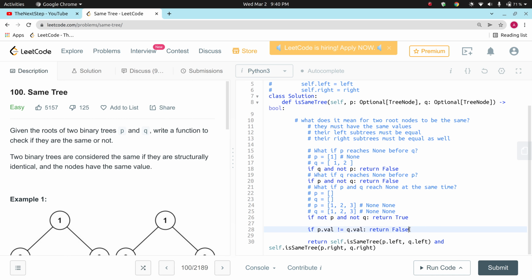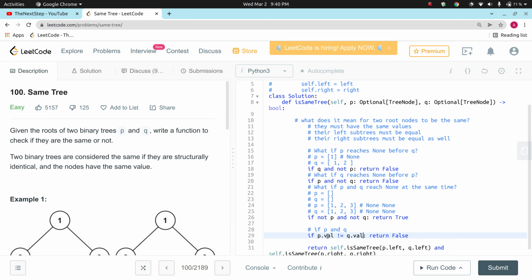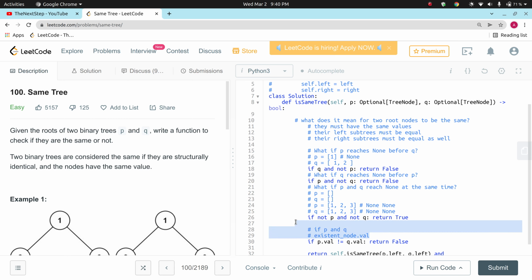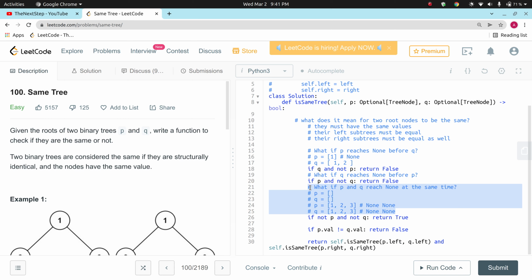You might be wondering why I'm not checking this condition if P and Q, but I am implicitly checking that condition right here, because P and Q existing implies that I can access their value properties, right? If either P or Q were non-existent, I could not do None.val, right? So in order to access the val property, this must be an existent node, right? Alright, so let me remove these comments.